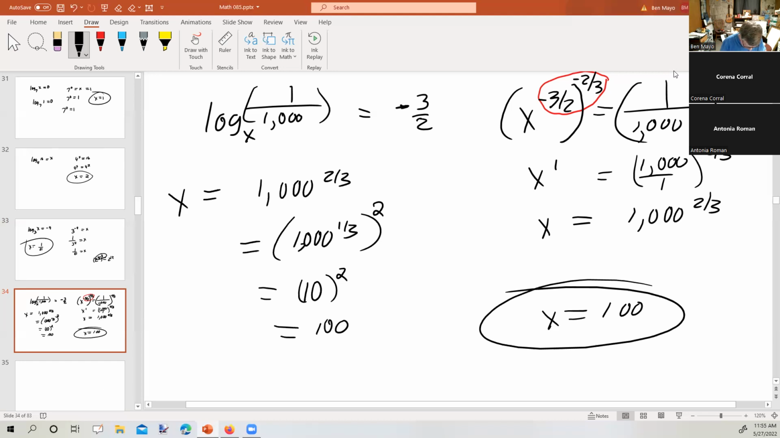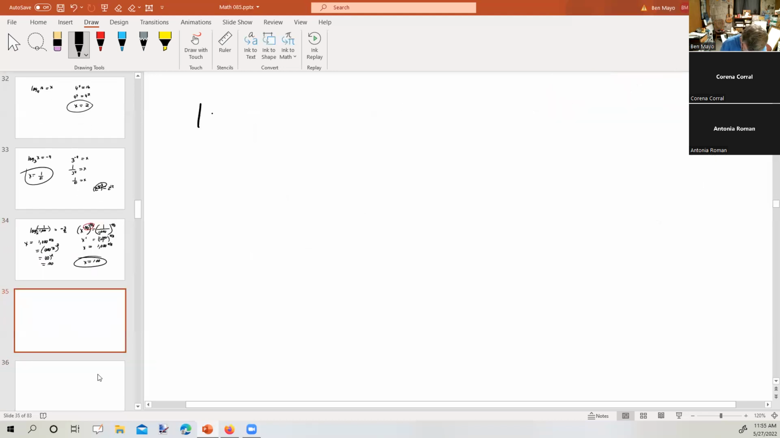Let's see here. About this. Log base 4 of 8 equals x. So 4 to the x power equals 8. Well, I don't know how to take 8 and write it as 4 to some power, at least not off the top of my head. But I could do this. I could take both 4 and 8 and write them as powers of the base 2.